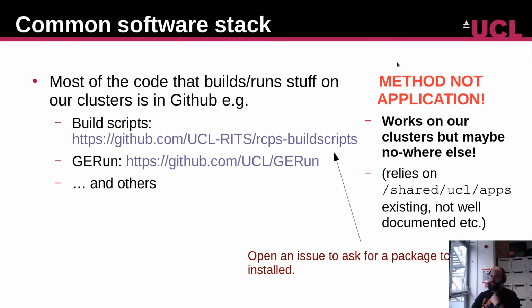One of the important things on the build scripts repository is, although these scripts will reliably build applications on our systems, they do rely on things that are unique to our machines. So you can look at them to get hints on how you might want to build something on someone else's cluster, but there are bits in there which will only work on UCL clusters. For example, it relies on this path shared UCL apps existing, and some include files inside that. One way you can ask for applications to be installed is to put in a ticket. You can also just open an issue on that repository and it should get picked up by the team.